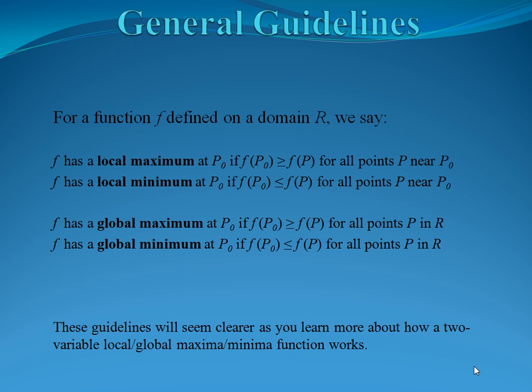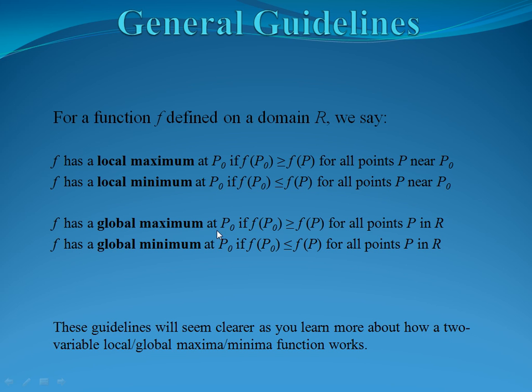General guidelines. For a function f, defined on some domain of real numbers, we say that f has a local maximum at p0 if the y values for that function are greater than all other y values for all points near that point. We have a local minimum at p0 if the y values of the function are less than the other y values for that function at the point p near p0.